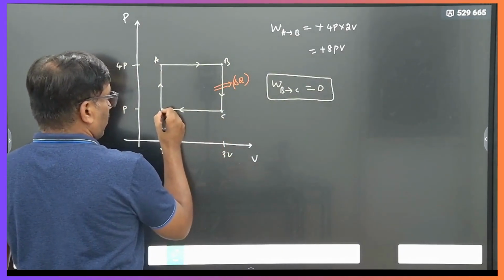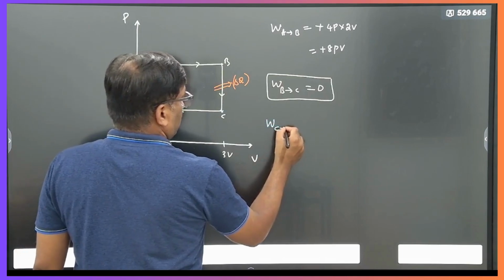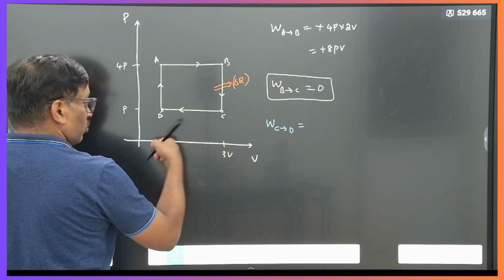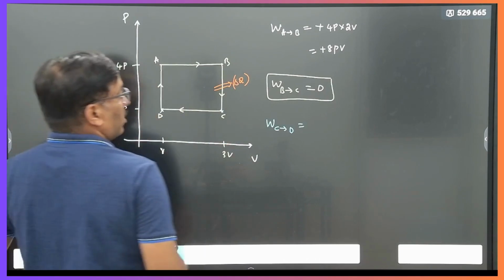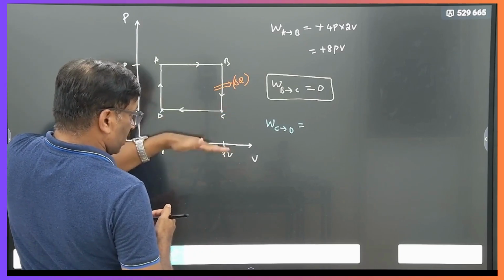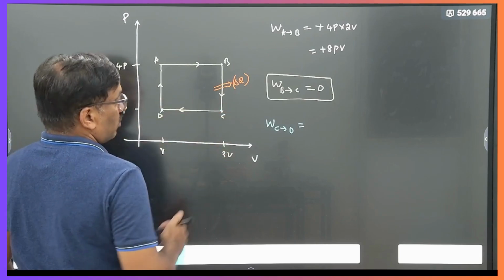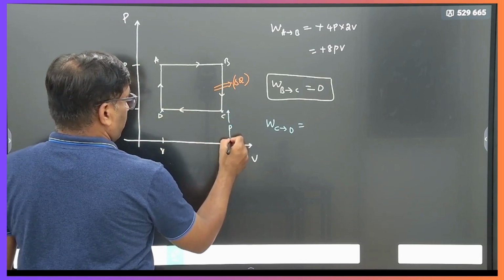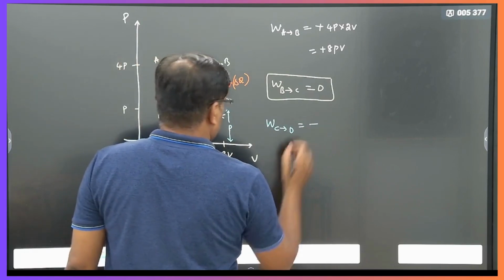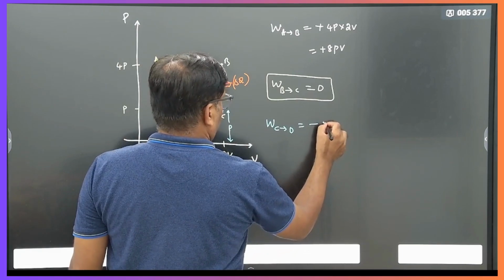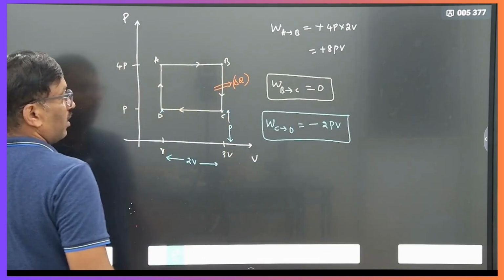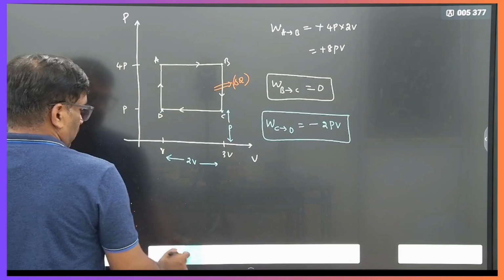Now we want to calculate the work done from C to D. What is the work done from C to D? See here, 3V to 2V. That means it is undergoing compression. Compression means work done is negative. So what is the work done from here to here? This area only you have to take. So what is this area? This is nothing but P, and this is nothing but 2V. Therefore this is minus P into 2V. Therefore 2PV will be the work done moving from C to D. Clear?